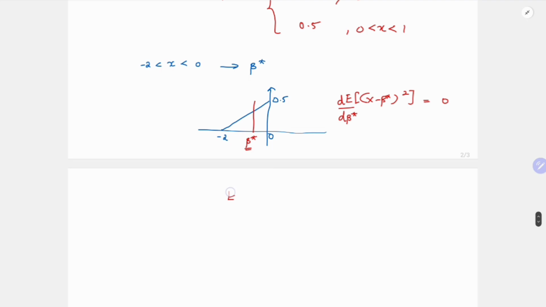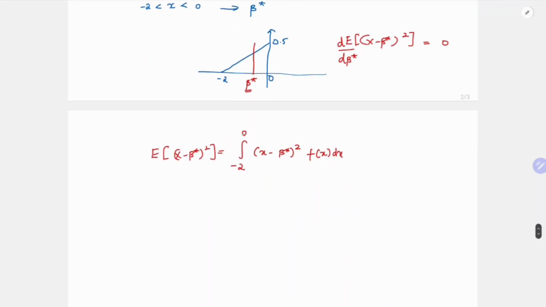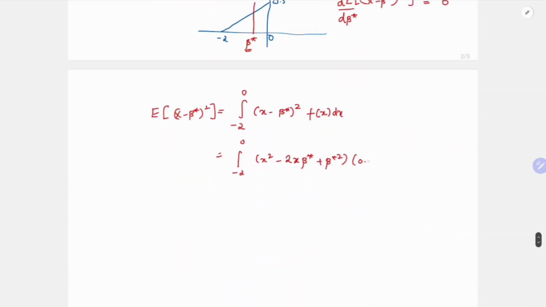So can we find this value, expectation of (x minus beta star) whole square? It is nothing but the integral of (x minus beta star) whole square into f of x dx from minus 2 to 0. So now f of x, this is minus 2 to 0, x square minus 2x beta star plus beta star square, into f of x, which is 0.25x plus 0.5.